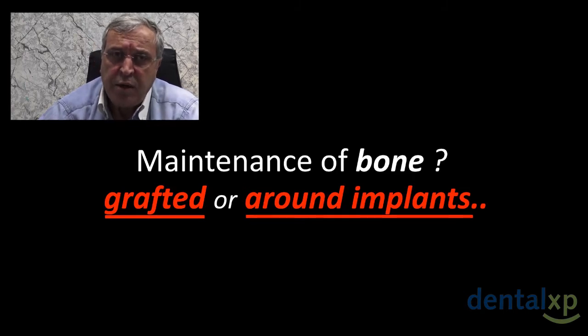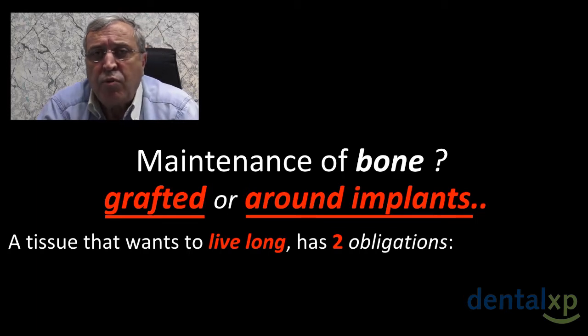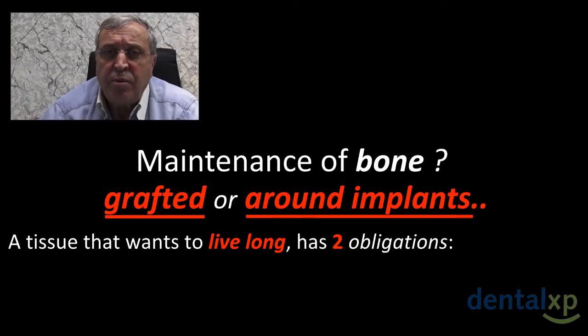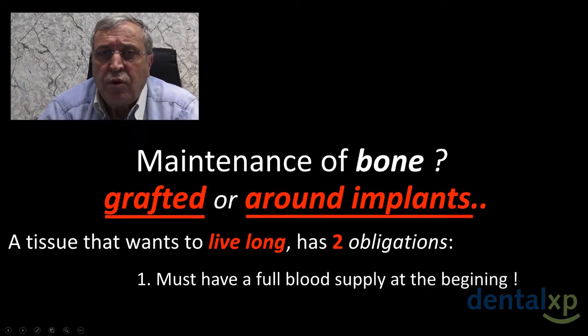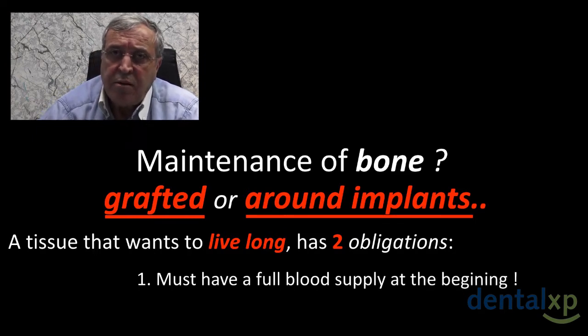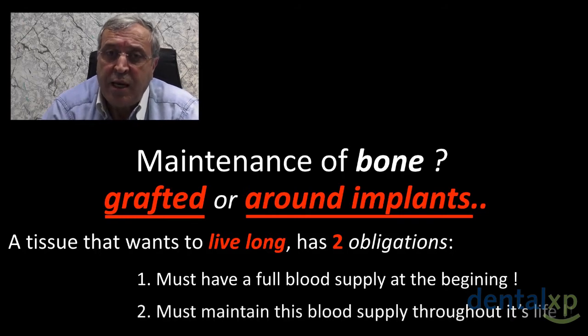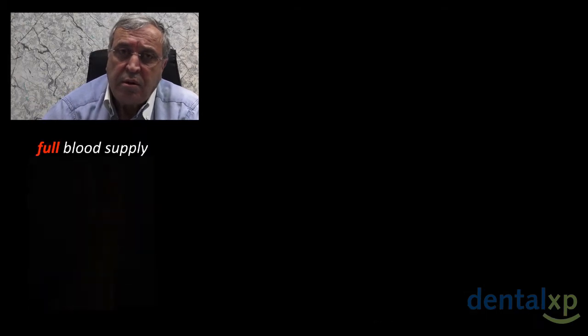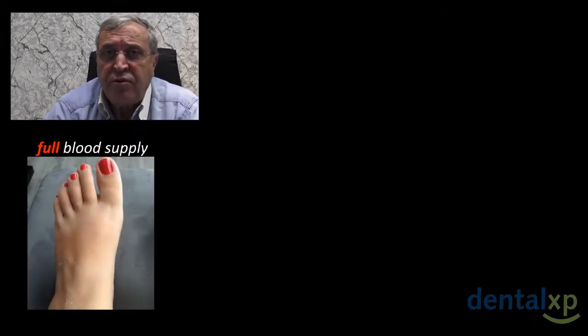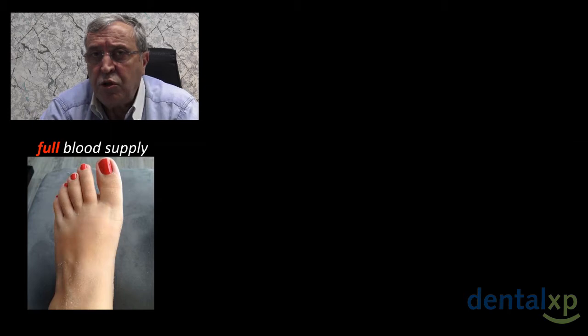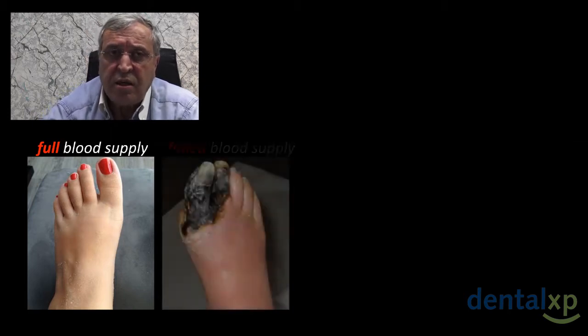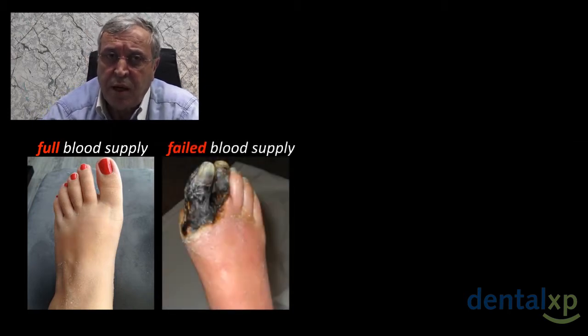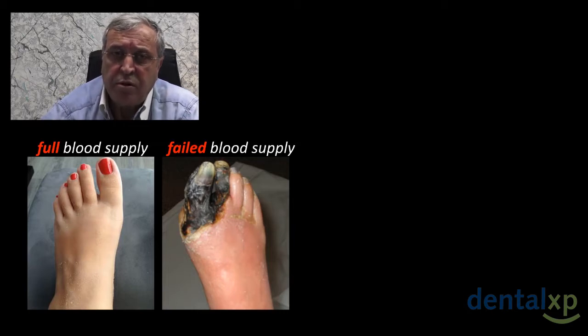Biologically, we can answer. A tissue that wants to live long has two obligations. First of all, it must have a full blood supply at the beginning, but this blood supply must be maintained throughout its life. This is an example of a full blood supply. The tissue is alive, and this is an example of a failed blood supply. The tissue cannot survive without blood supply.